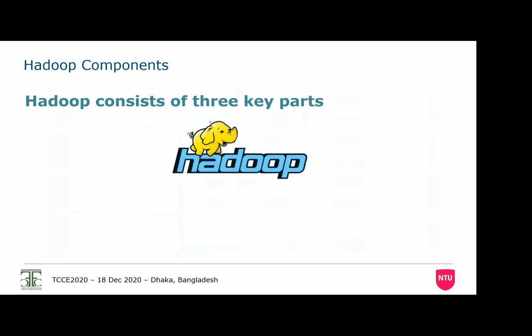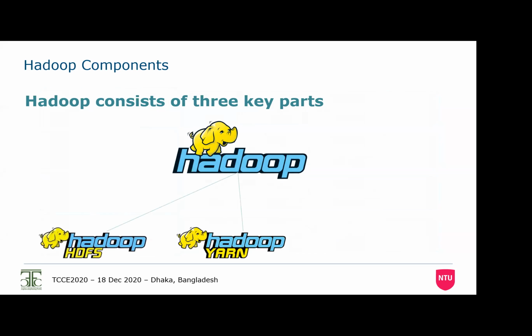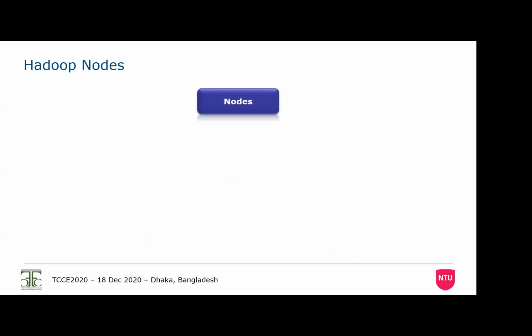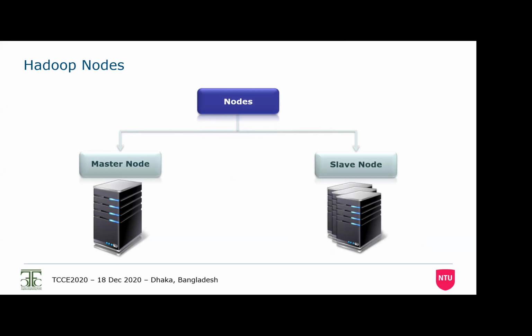Now, as I mentioned, Hadoop has three key parts. The first part is the Hadoop Distributed File System, then there is YARN, and then there is MapReduce. Now, Hadoop deals in nodes. There is the main node, and the main node has two separate nodes, which are called the master node and the slave node. The master node is responsible for managing the jobs, whereas the slave nodes are the ones who actually carry out the job in real time.